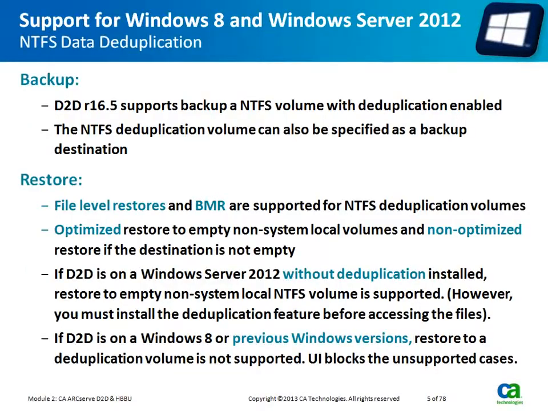You can also protect your NTFS deduplicated primary volumes. Windows 2012 allows you to enable deduplication on an NTFS volume. Deduplication will now take place at the primary data volumes itself, thereby presenting only the deduplicated data to the backup system. If D2D is on a Windows Server 2012 system with the deduplication feature installed, then the deduplicated volume could be restored to any type of volume.